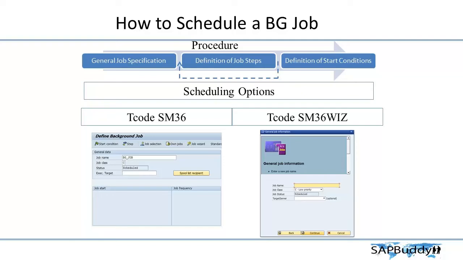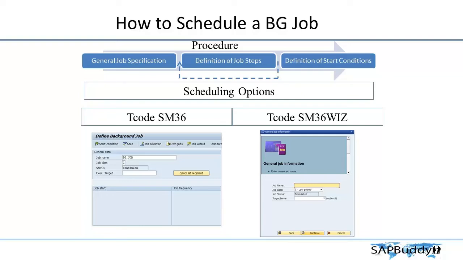In step number 3, you will define the conditions. We already know what the conditions are. That means starting criteria. In the starting criteria, let's say time dependent, then you will specify what time it needs to be triggered, and what date it needs to be triggered. You will also specify if this is a periodic job, what frequency you want to execute. These are all defined in the start condition.